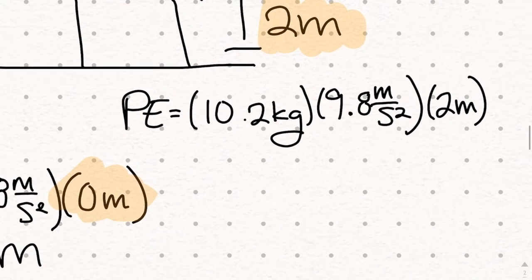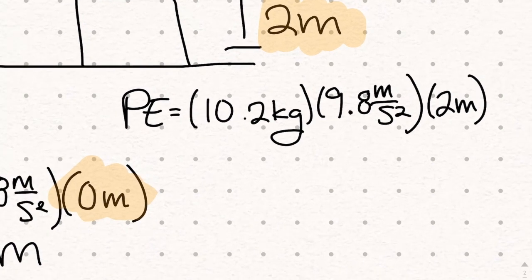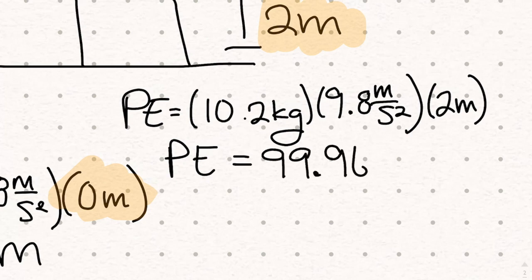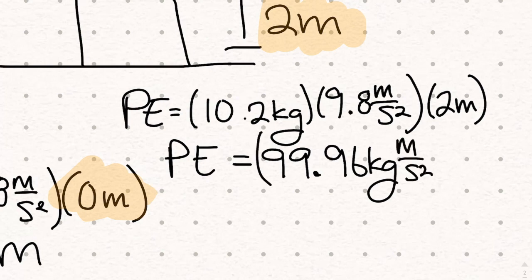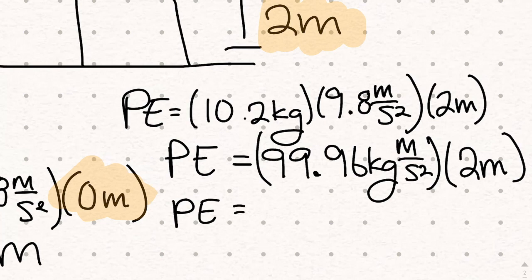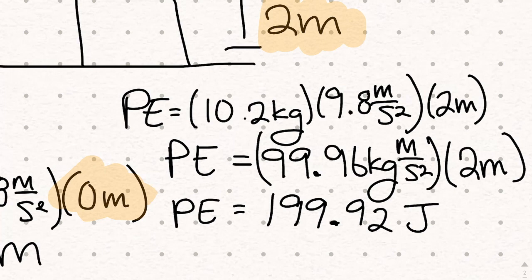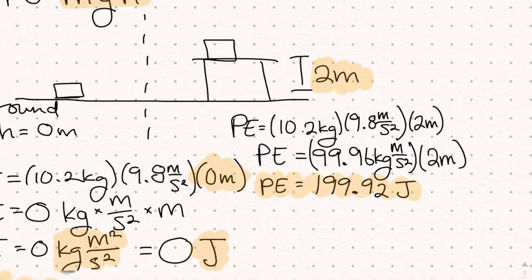All right, so then we simplify this. We say 10.2 times 9.8 gives us a potential energy equals 99.96. Let's carry our units down, kilograms times meters over seconds squared times 2 meters. And so we'll multiply that by 2, and we will end up with a potential energy of about 199.92. And we already figured out that our units can be joules. So that's the potential energy after we lift our block up.